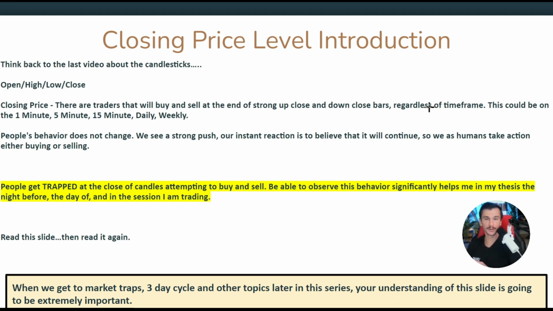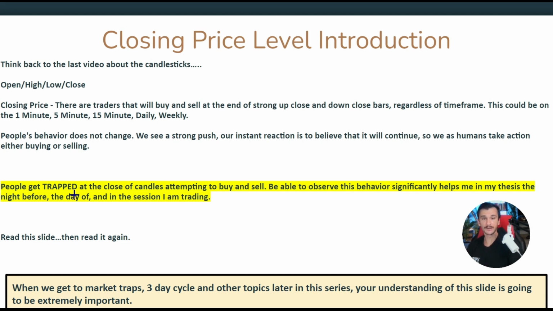So if I'm trading on a 1-minute chart, the up close bars on a 1-minute chart are going to force me to want to buy or sell, depending on, of course, the direction. People's behavior does not change. When we see a strong push, our instant reaction is to believe that it will continue. So we as humans will take action, either buying or selling in those areas of the chart, which if you understand that, you can understand where people are getting caught.